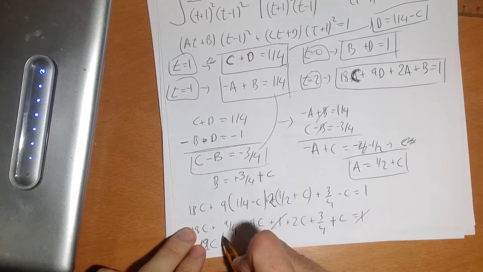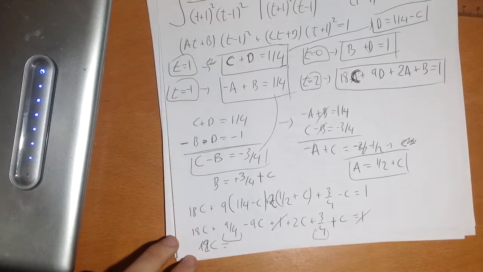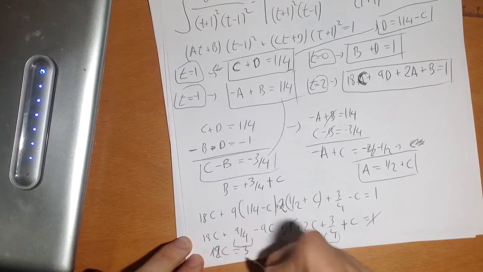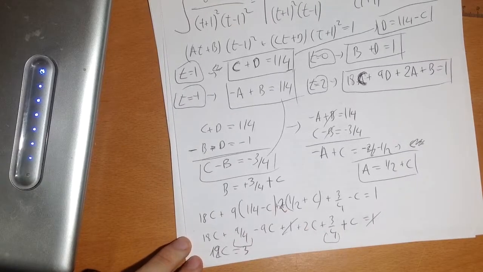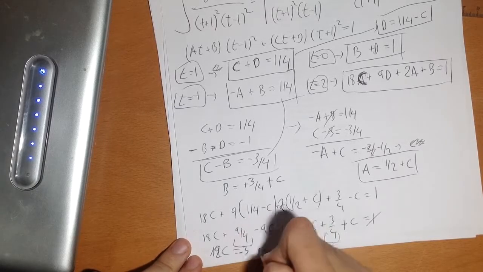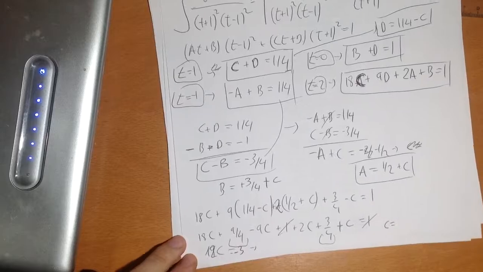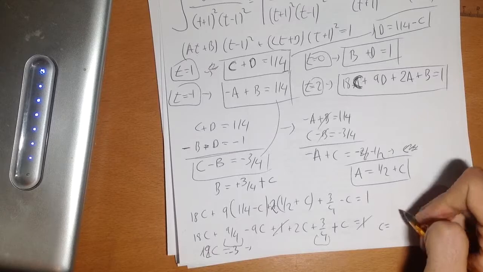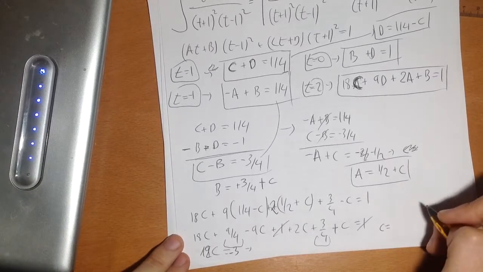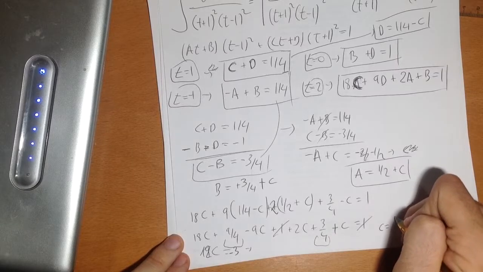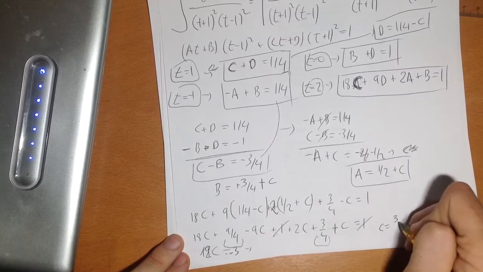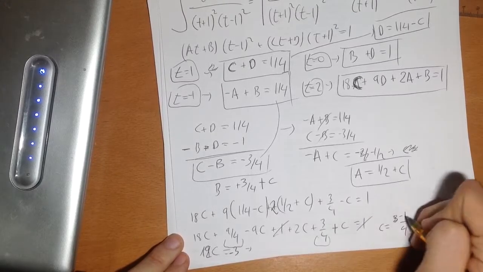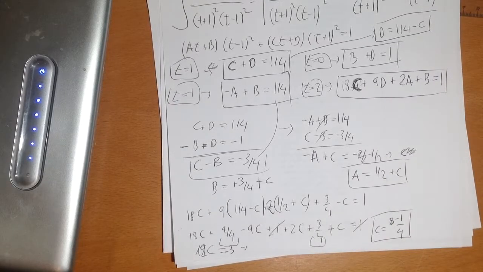Nine, 4, 3, a 3, okay, if I'm not mistaken. Yes, I think it's a minus 3. So now we have c equals minus 3, or yes, 3, 1/4, minus 1/4, yes.